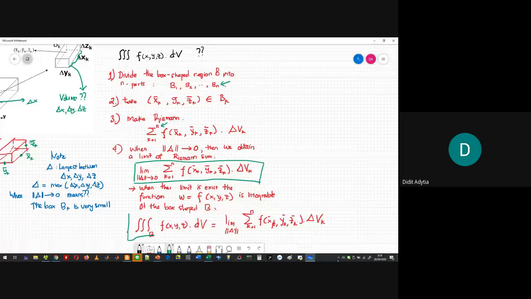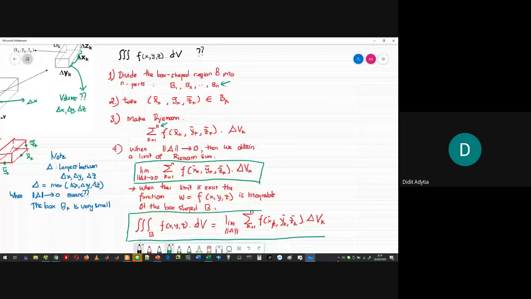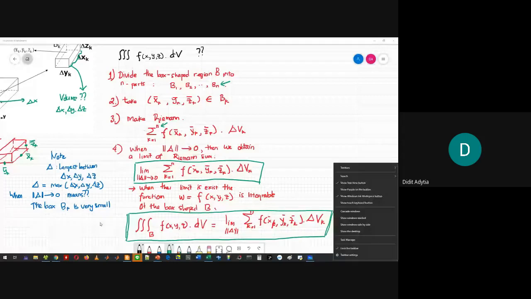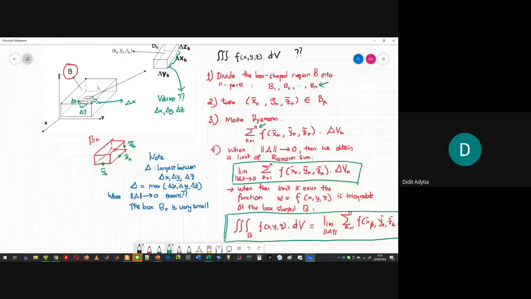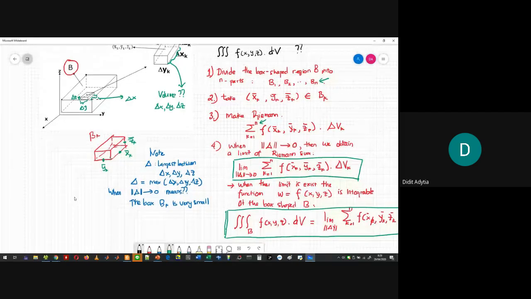Now we have the definition of the triple integral based on Riemann. What does it mean? So this means that in order to calculate over the whole box, we calculate it in small pieces, and then we sum them up. Is there any questions regarding this one?